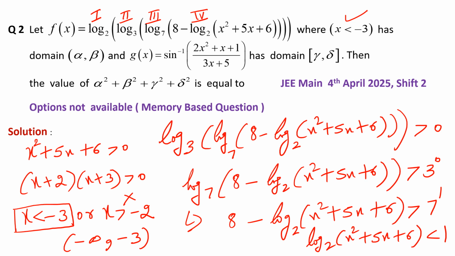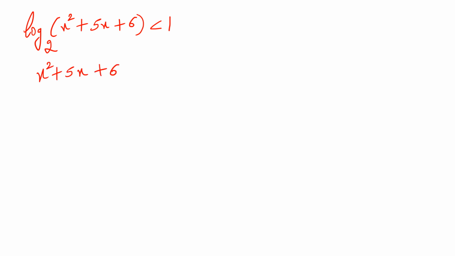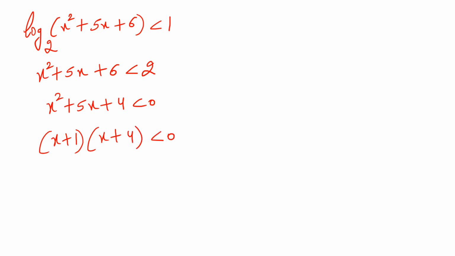Now students, we move further. Now students, we have to solve the inequality log of x square plus 5x plus 6 to the base 2 less than 1. So this means x square plus 5x plus 6 is less than 2 to the power 1, and that is 2. So this becomes x square plus 5x plus 4 less than 0. From here we get (x plus 1) into (x plus 4) less than 0, and we get x greater than minus 4 but less than minus 1.